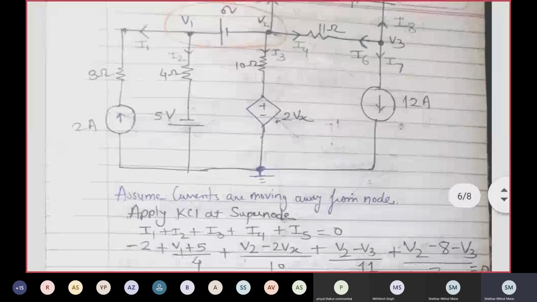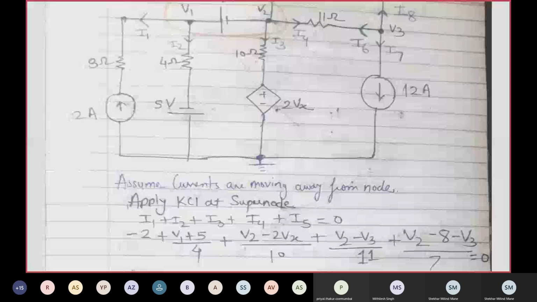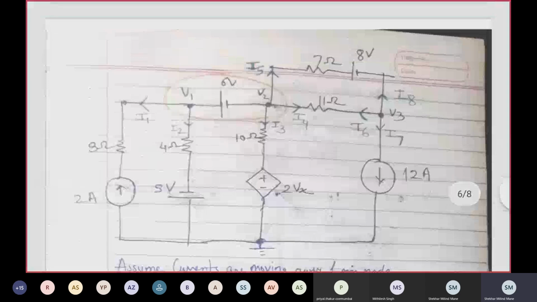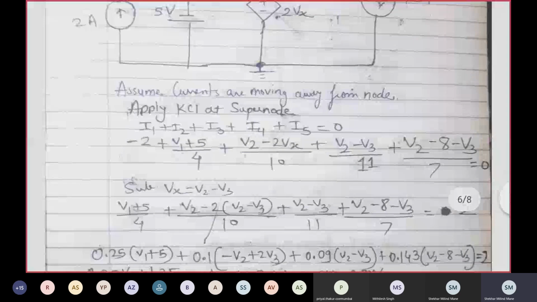Then for I4 we can write I4 is going from V2 to V3. So I4 is V2 minus V3 upon 11. And I5, see this diagram. I5 is going from V2, then 8 volt, and then V3. So I can write V2, then positive to negative, that is minus 8. So V2 minus 8 minus V3 upon 7. So you can see here V2 minus 8 minus V3 upon 7 is equal to 0.